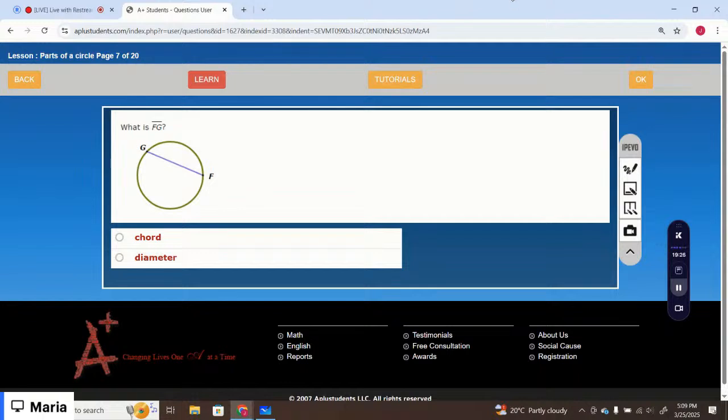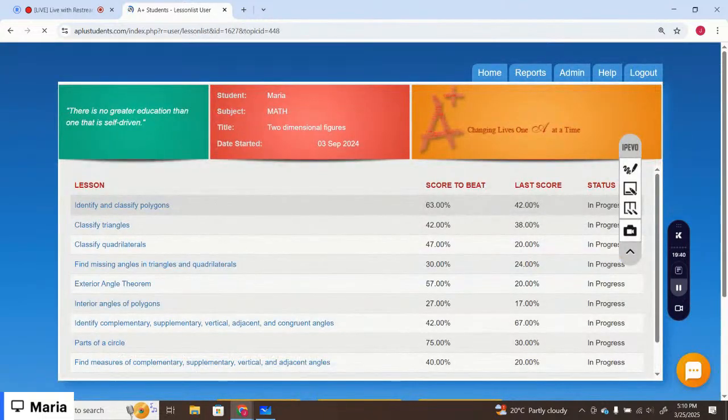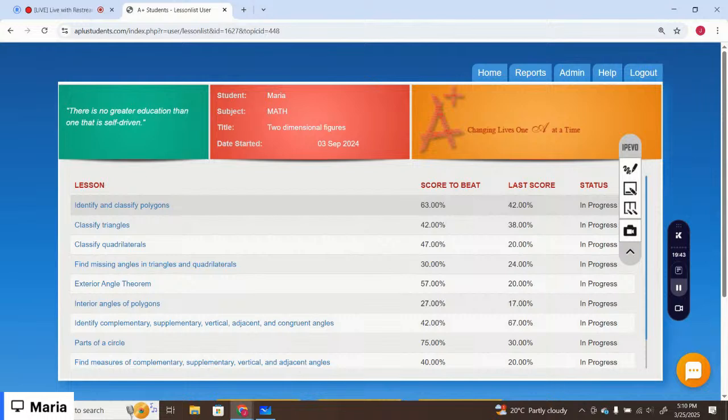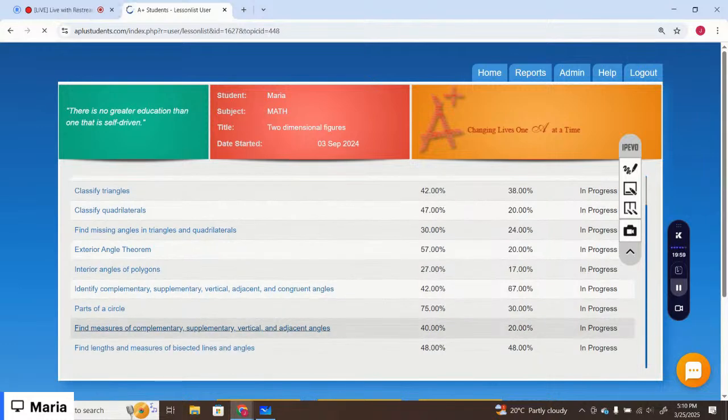What it is? GF is the chord. Okay, you can complete the lesson by yourself here today. Let me just move on to the next lesson. The next lesson is find the measure of complementary, supplementary, vertical, and adjacent angles.